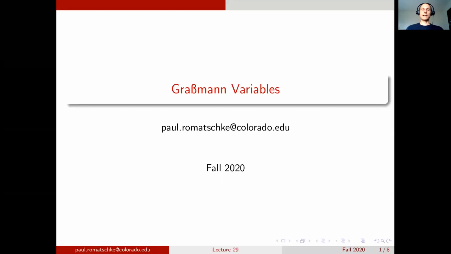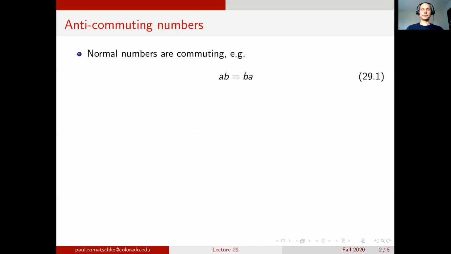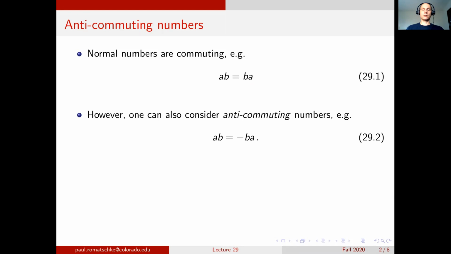Welcome to lecture 29. In this lecture, I will discuss so-called Graßmann variables, which are non-commuting variables. Recall that normal numbers are commuting, so that the product AB is the same as the product BA. However, there is no reason not to consider a different commutation rule, in particular an anti-commutation rule, such that the product AB is equal to minus B times A.